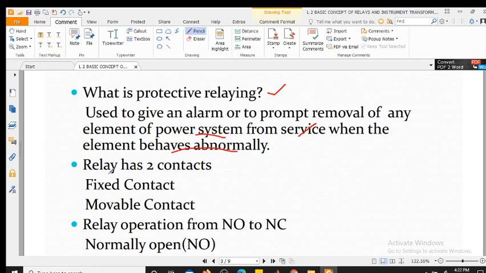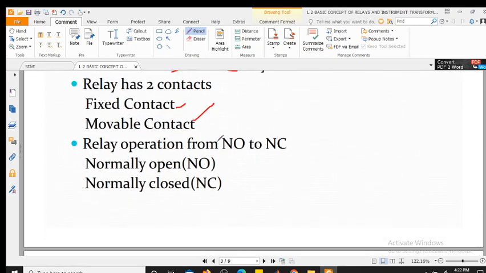What does a relay have? Relay has two contacts. One is a fixed contact, another is a movable contact. Relay operation is from normally open to normally closed. Normally it will be under open condition. Whenever it senses, it will go into the closed state. So under normal behavior, it will be in the normally open state. Whenever a fault occurs, it changes from normally open state to normally closed.